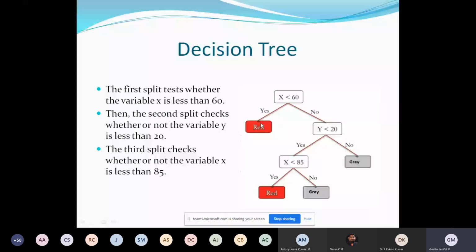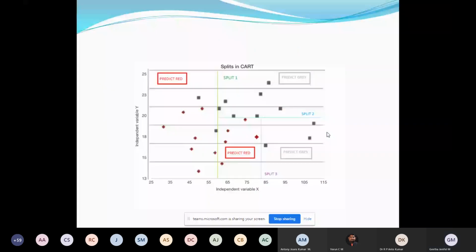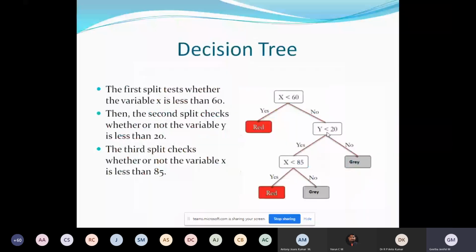The second split checks whether or not the variable Y is less than 20. If it is no, the model says the prediction is gray. But if it is yes, the model moves to the next split. This diagram also says: first check whether the variable Y is less than 20. If it is no, meaning greater, the prediction is gray. If it is less than 20, the model moves to the next rule, that is the third split.